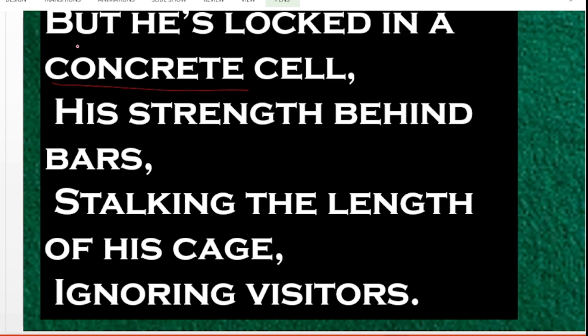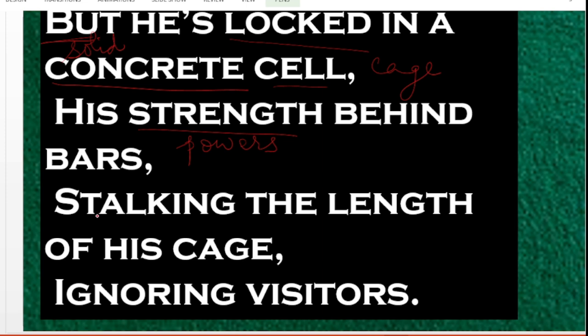Concrete actually means some material or building which is made up of cement, but it also means something solid. So it points towards the strength of the cell out of which the tiger cannot come. And this "but" has been used to create the contrast between the life he would have had in the wild and the life he's living now. He's captivated, he's locked in a solid cage. Cell means cage. And his strength, his power lies behind those bars, which are very strong.